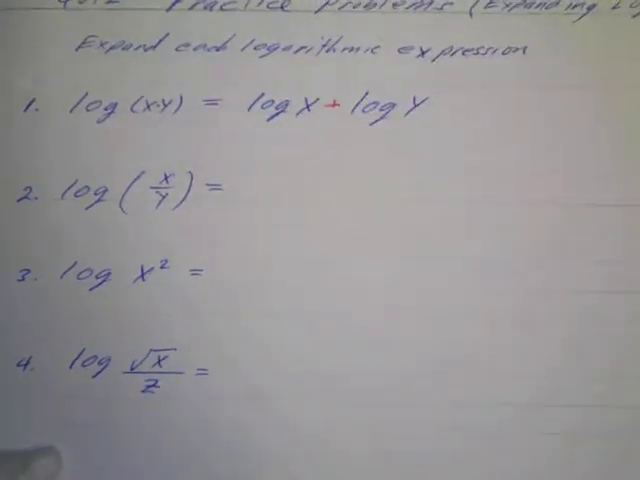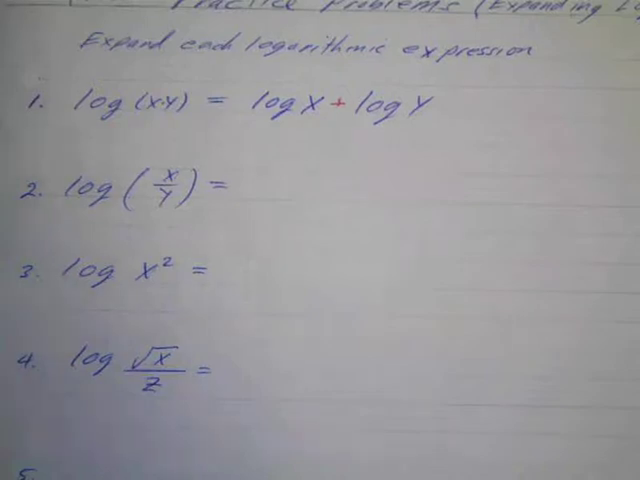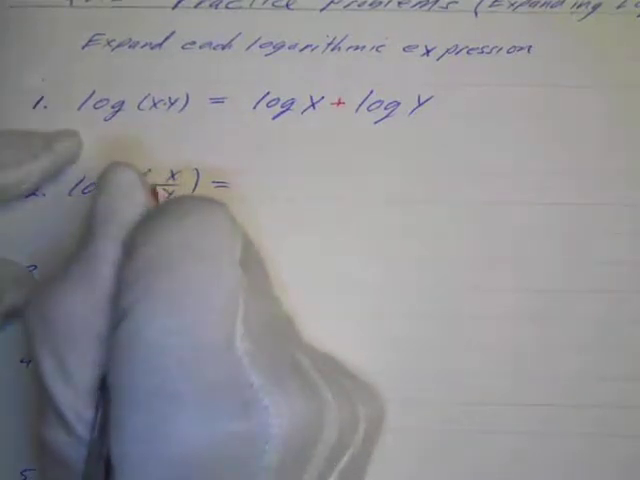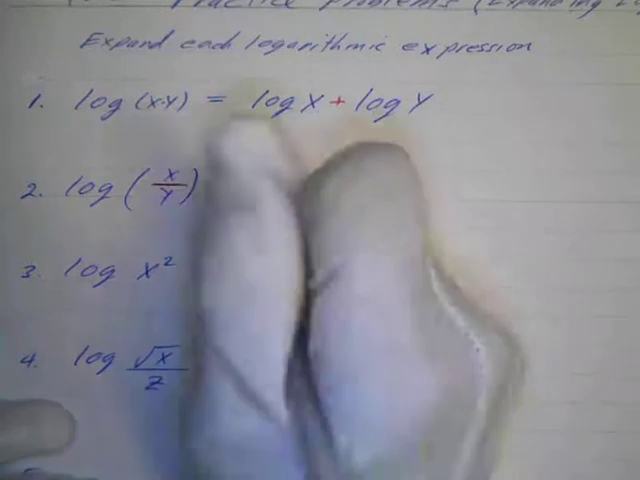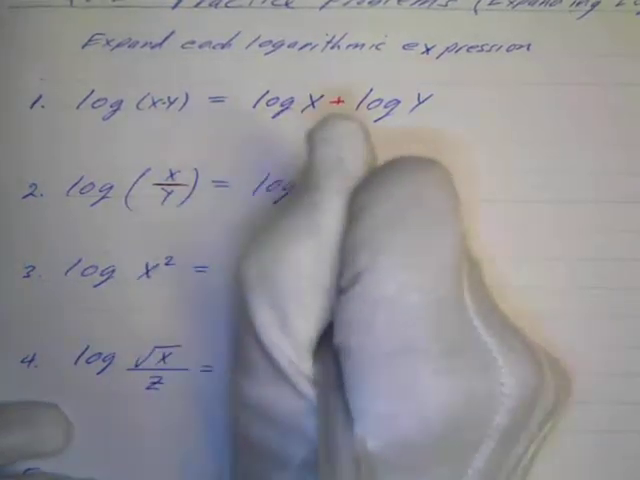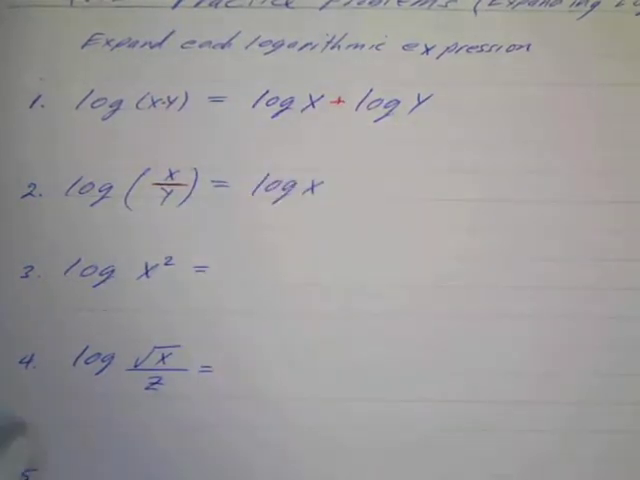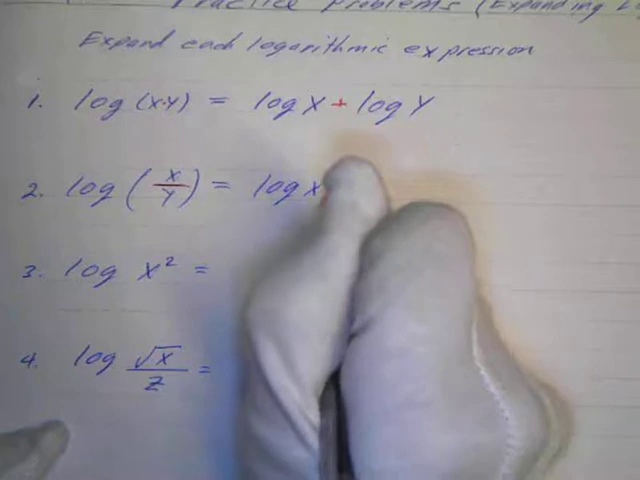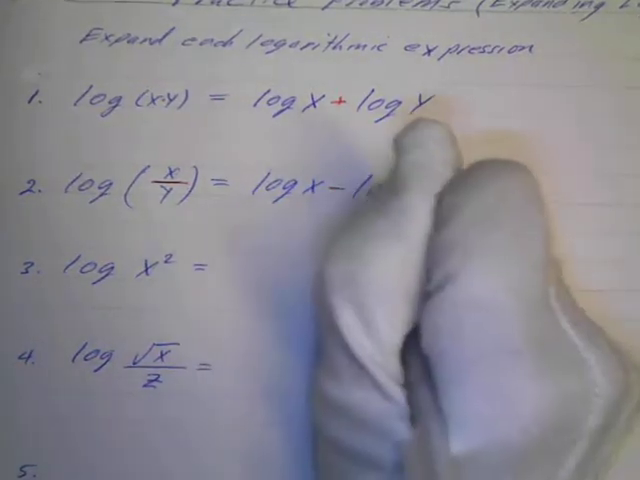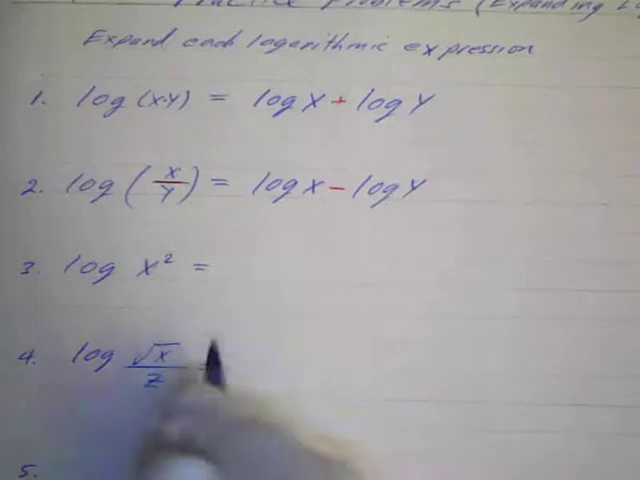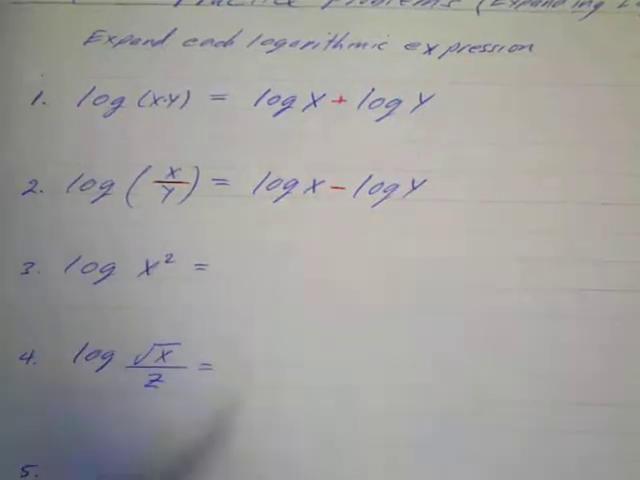Okay, number 2, we know the log of a quotient is the difference of the logs. So this would be just the log of x, minus the log of y. The log of a quotient is the difference of the logs. So if you got that one correct, give yourself another point.